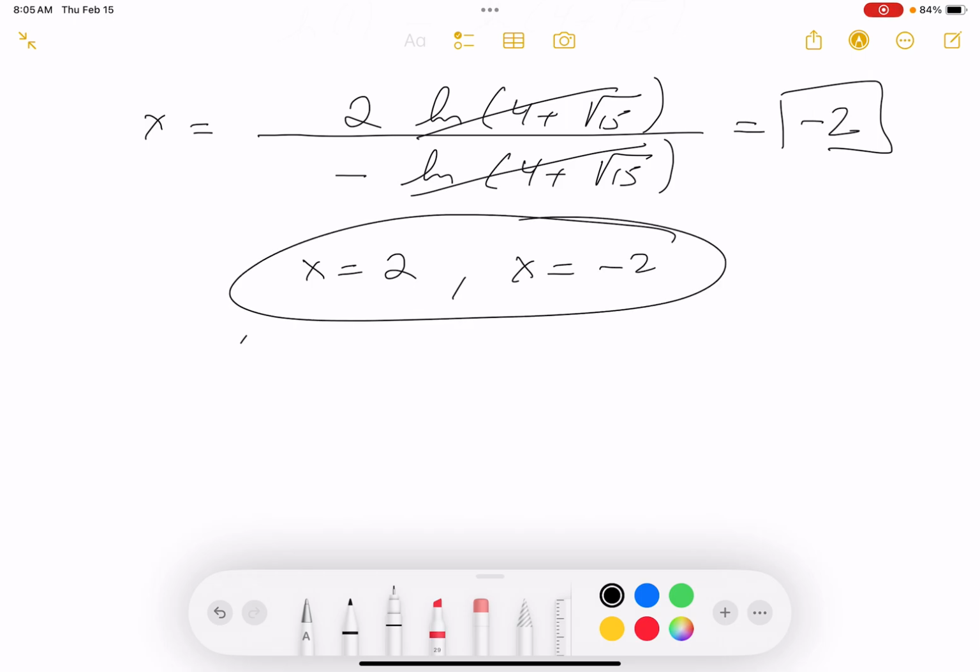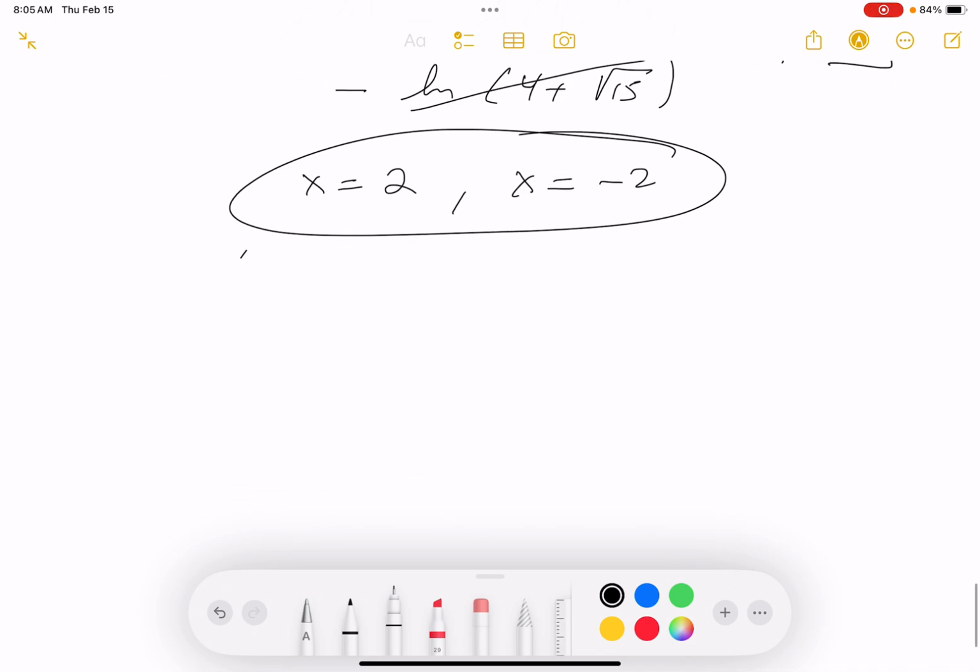Now granted, if you want, you can go back and check them, and they're not bad to check, by the way. You could check this one, and they're both correct, right? They both work out beautifully. Thank you.